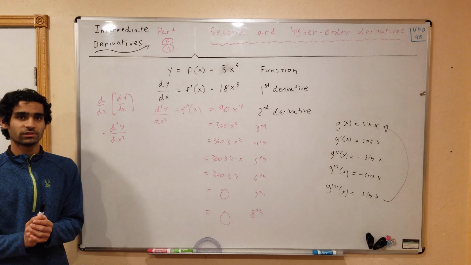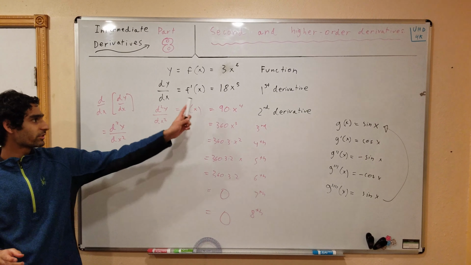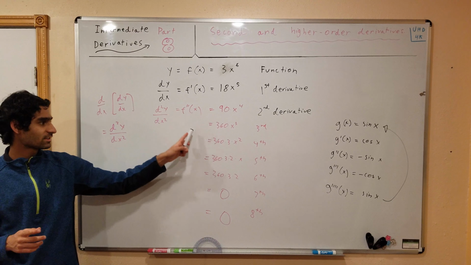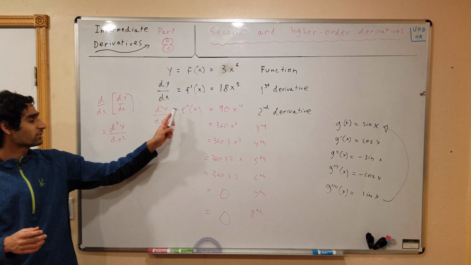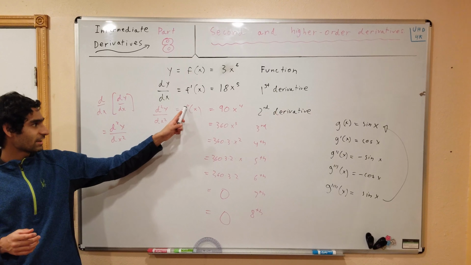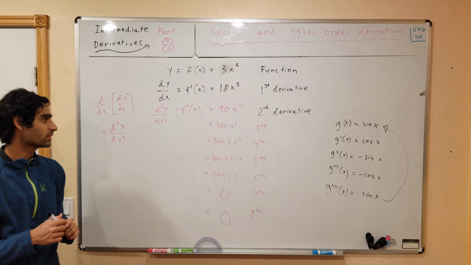So I hope you found this video helpful. Just understand that the first derivative is not the only order of derivative we can take. We can take second, third, so on and so forth. And the notation we use is the number of tick marks. So the number of tick marks like in f prime represents which order it is.